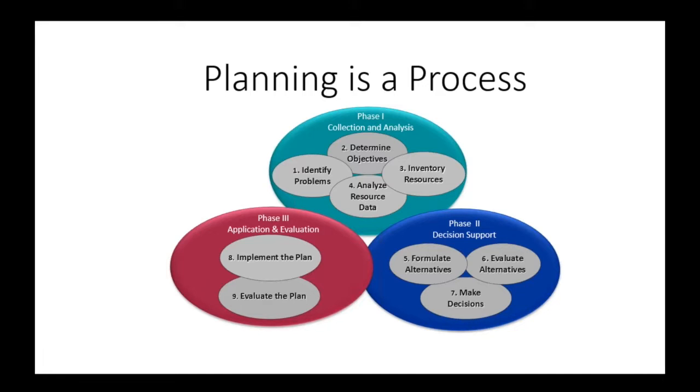The second one is determine the objectives. The objectives are always the landowner's to own. Sometimes we like to prescribe the solution and tell them this is what you need to do. They don't need to do anything. They have the right to do absolutely nothing and deal with their problem.